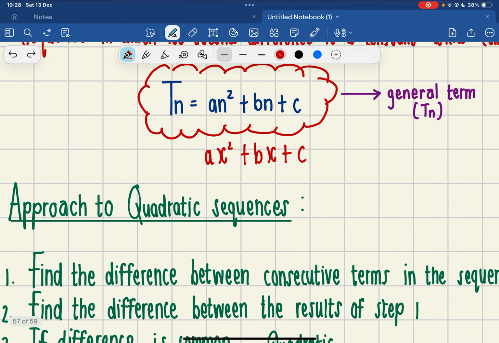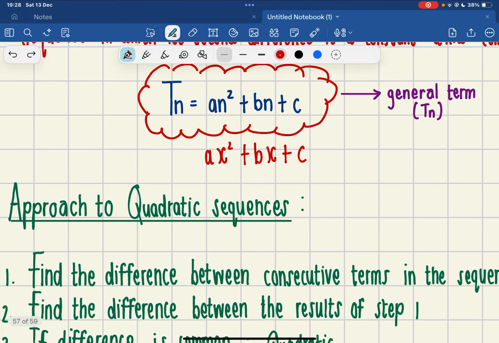Now, how do we prove that a sequence is quadratic? First of all, we would find the difference between the consecutive terms in the sequence. Then we would find the difference between the results of step 1, and if the answer is the same, therefore quadratic.